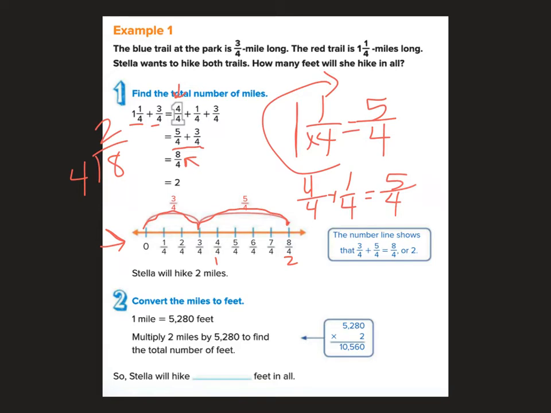Convert miles to feet. See, look at this. These are going to be tricky. I'm sure I'm going to make a mistake, so sorry if I do. But they gave us this in miles, and then it says how many feet will she hike. Like, what? That's tricky. So 1 mile equals 5,280 feet. So then 2 miles, we just have to multiply that by 2 to get 10,560 feet. 10,560 feet is how far she will go in all.